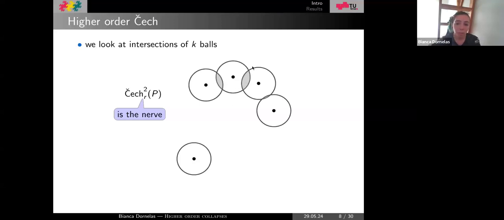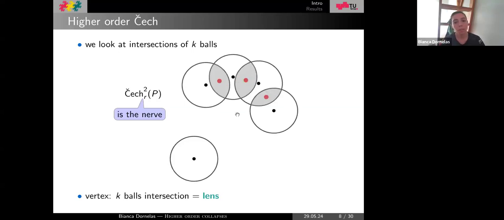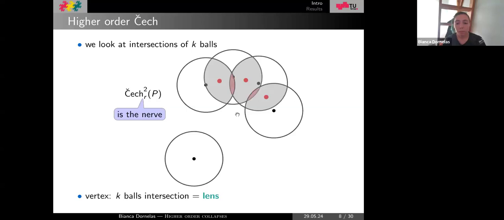And we call these regions here lenses. So whenever k-balls intersect, we call that region a lens. And in the nerve, that region is going to correspond to a vertex. And that's what we do. So the balls continue growing. Sometimes there are no changes. Sometimes, besides vertices, there will also appear edges.